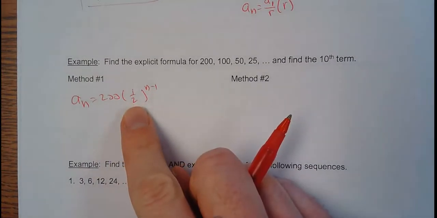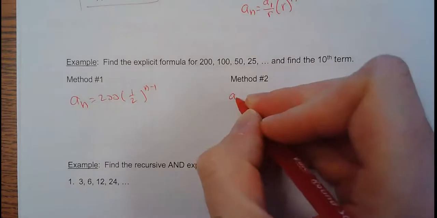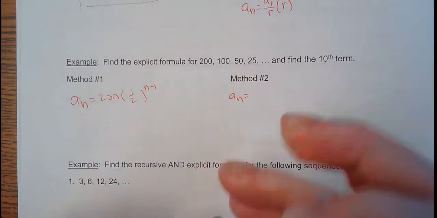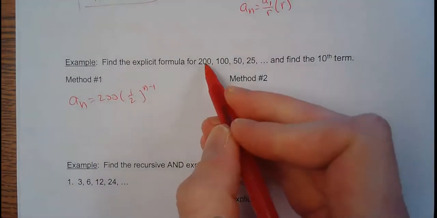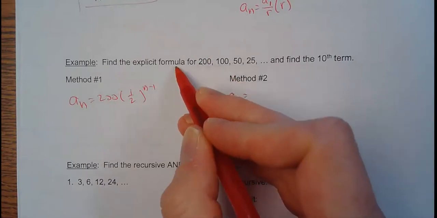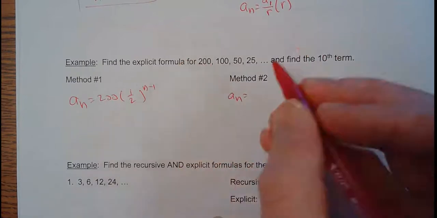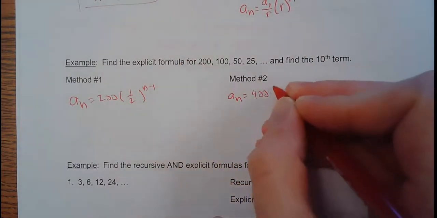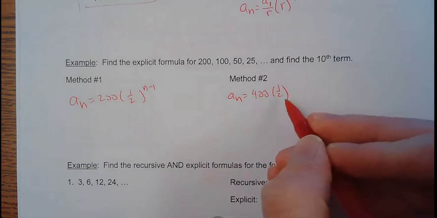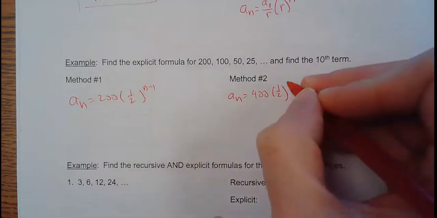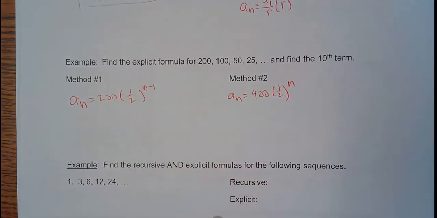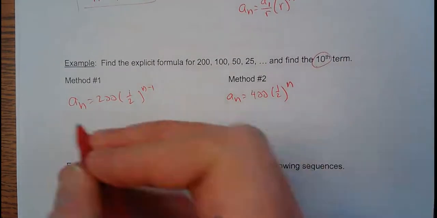So there's our explicit formula. If we're doing the other method, we'd say, well, what's the y-intercept then? If the first term is 200, I need to go back a step. Instead of multiplying by a half, I'm going to divide by a half, which is actually doubling. So it'd be 400. And then the common ratio is still a half, and that doesn't change. And now this is to the nth power, so the n minus 1. Either way you do it, when you try to find the 10th term, you get the same answer.